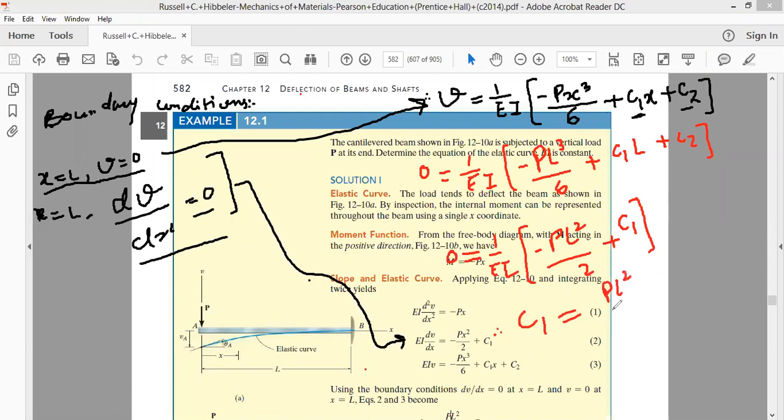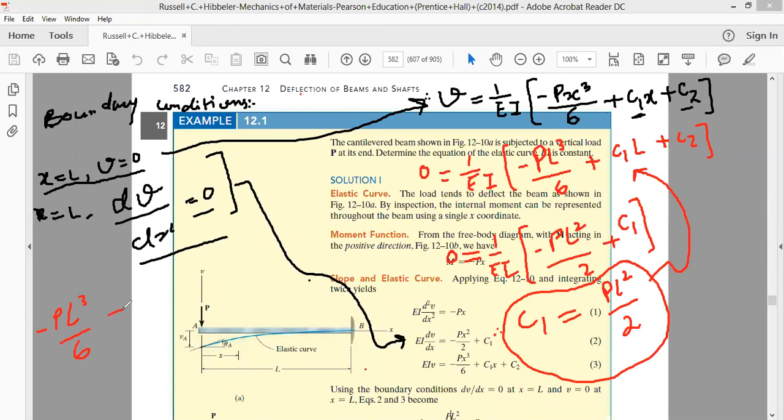So the first constant of integration we have obtained. The first constant of integration C1 is equal to PL square by 2. Substitute the value of C1 here, we will obtain the value of C2. From this, 1 by EI cannot be equal to 0. We will get minus PL cube by 6 plus C1 into L. C1 is PL square by 2 into L, that is PL cube by 2, plus C2 is equal to 0.